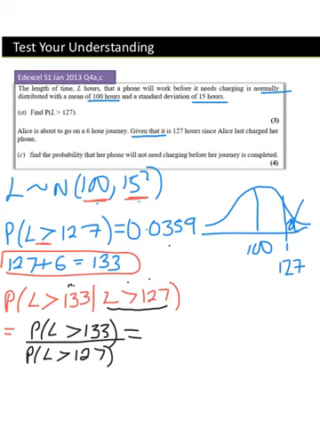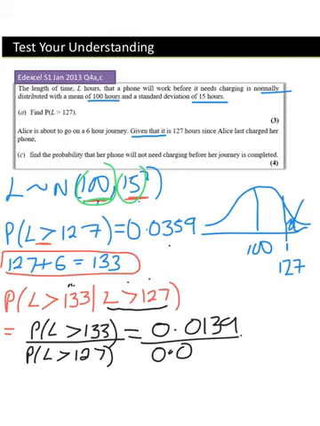My upper bound is going to be a larger number, at least 5 standard deviations above the mean, and my mean is 100, which we've got up here, and standard deviation I put in as 15, and that will give me the probability that it's greater than 133 using the normal CD button, which is 0.0139, divided by the probability it's more than 127, which I worked out in my previous answer, so 0.0359, which gives me an overall probability of 0.387. And rounding to 2 decimal places, 0.39.